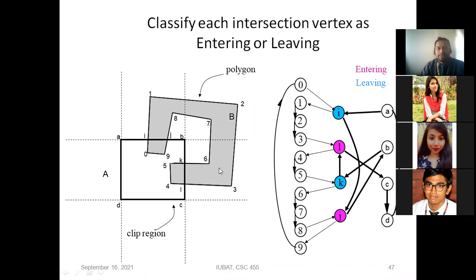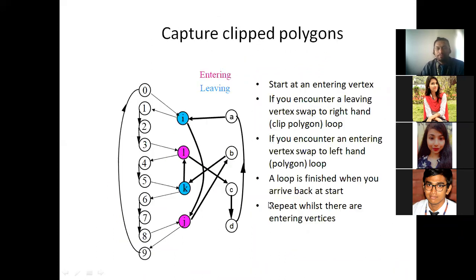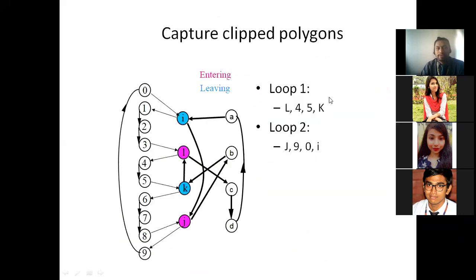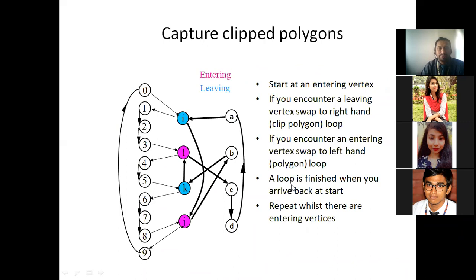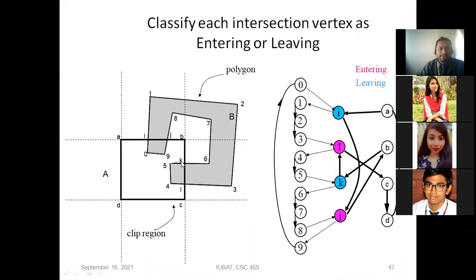So I am getting J, 9, 0, then I, and then J back again. So that's my another loop that I made. So these two loops that I found will be retained. The other portions will be flipped. So according to the diagram also you can see that these are the two loops that can be created. Did you get it?